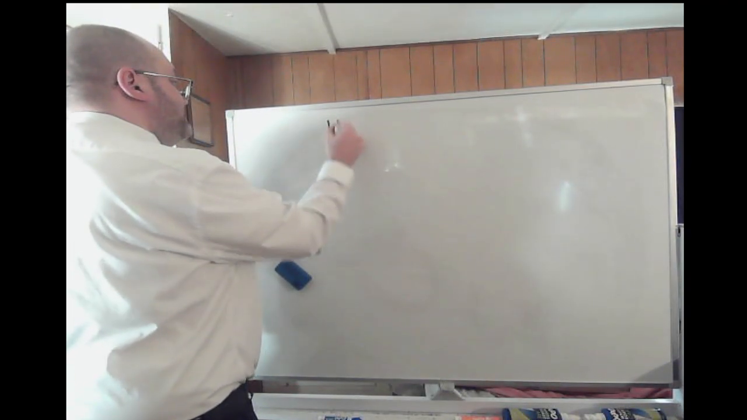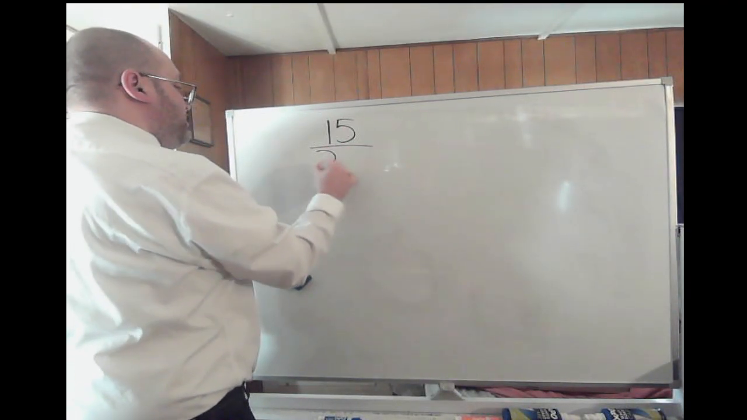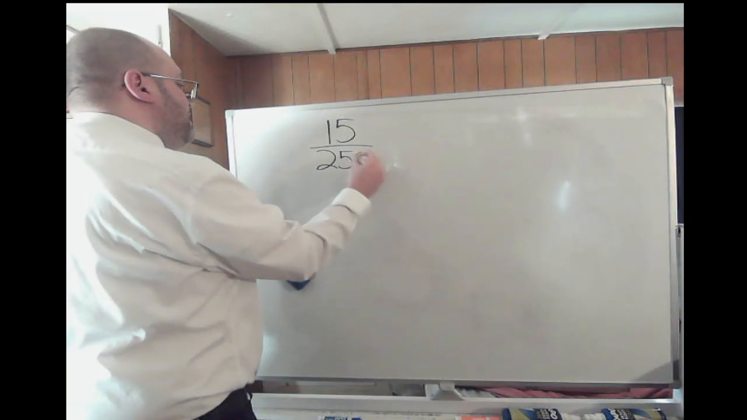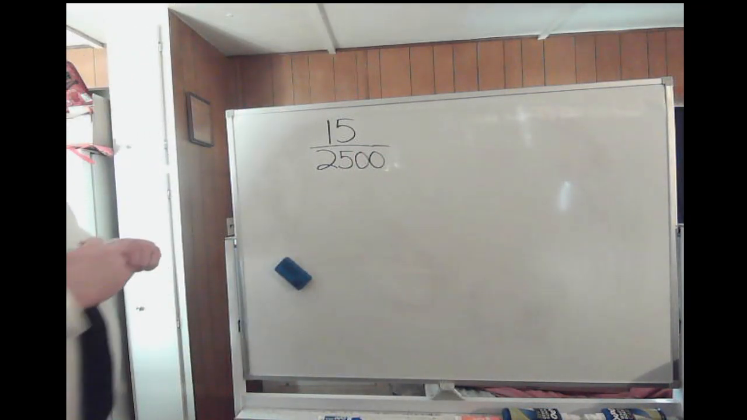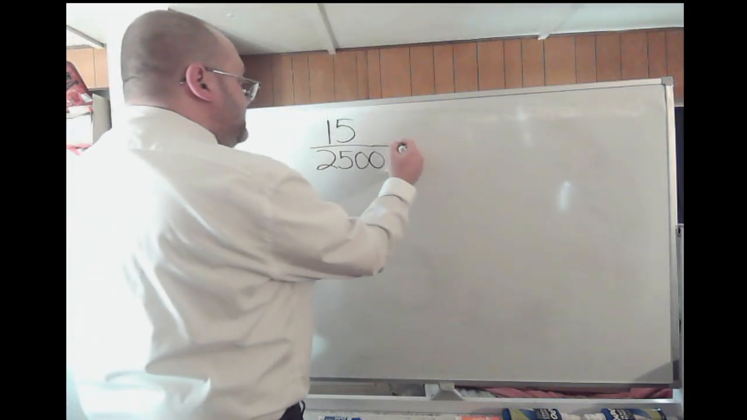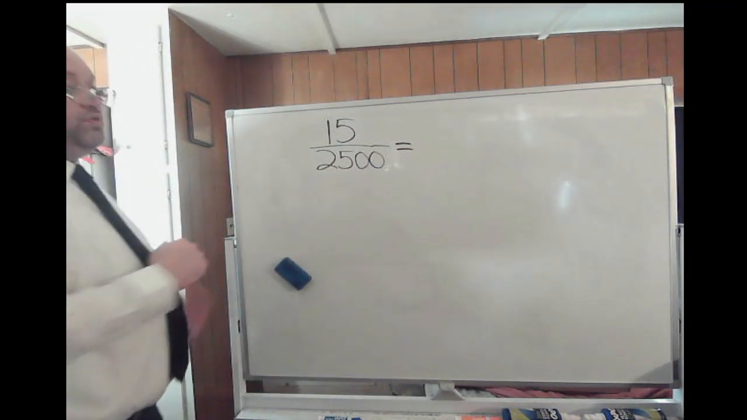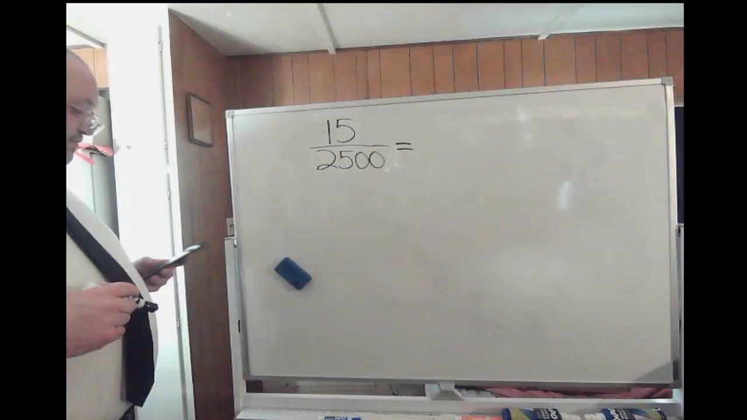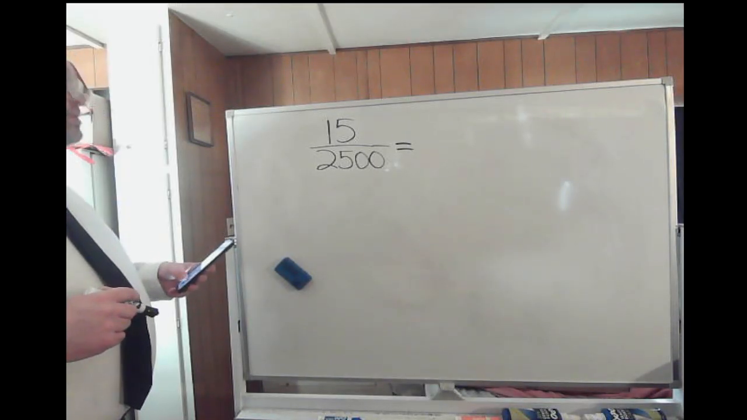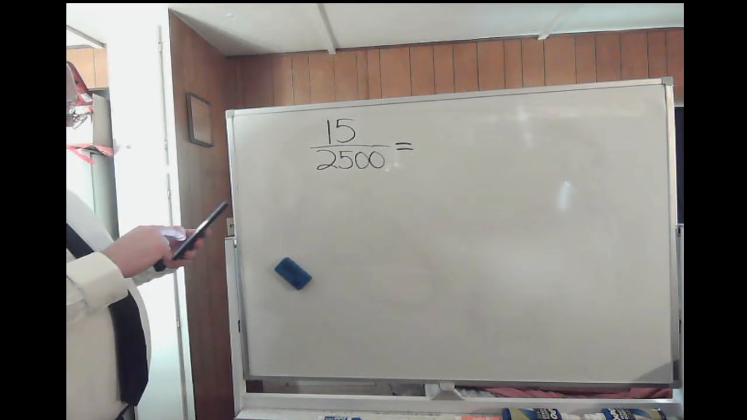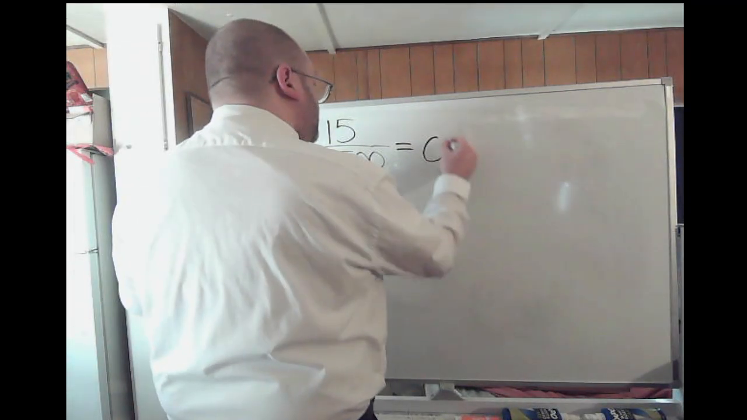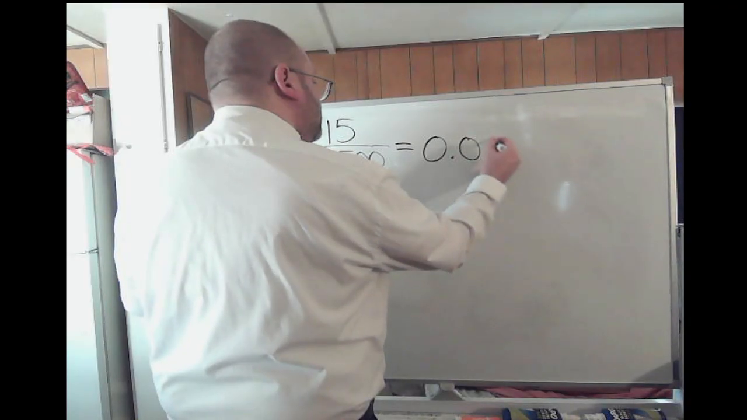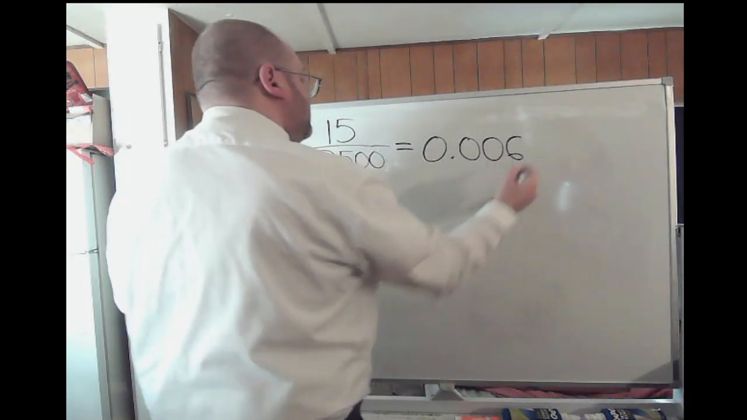Alright, we have 15 over 2,500. I can very clearly tell you this is not going to be able to convert into a nice denominator of 100. So we're going to need to get a decimal. We're going to have to take the decimal form of it. So let's put in the calculator 15 divided by 2,500. You would get 0.006.